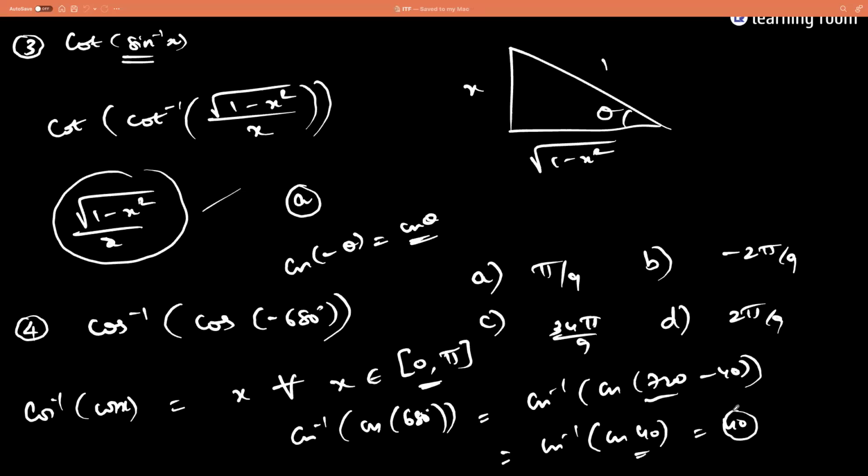So 40 is how many radian? Converted to radian, 40 into pi by 180. Answer.